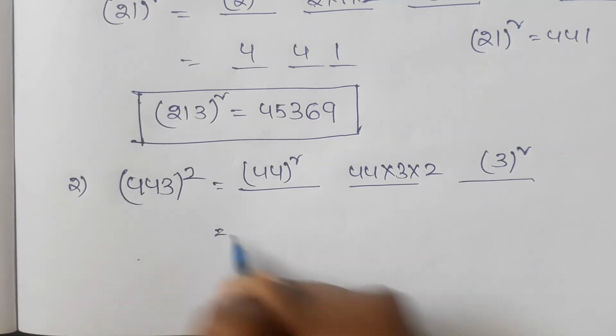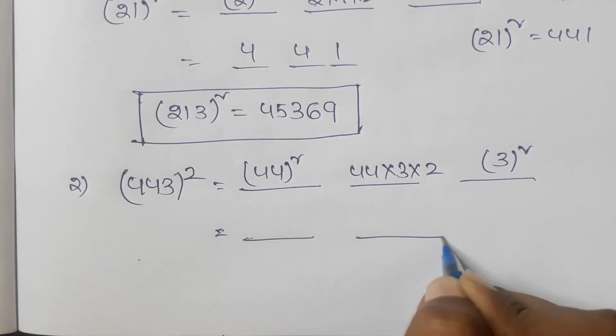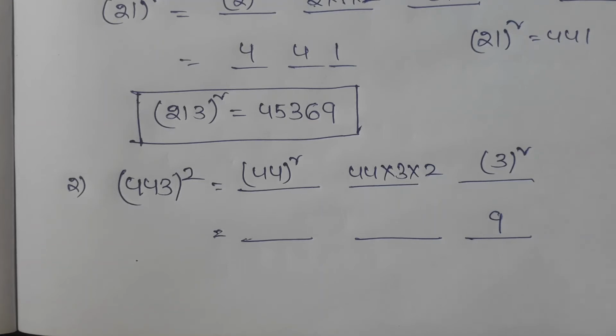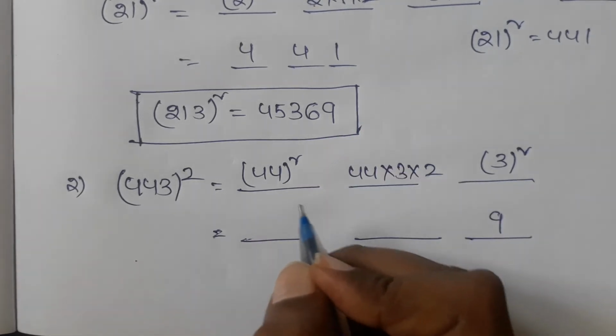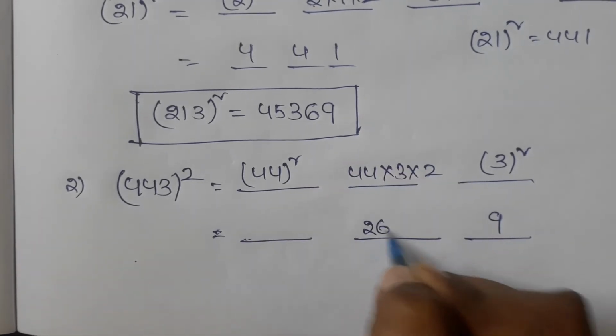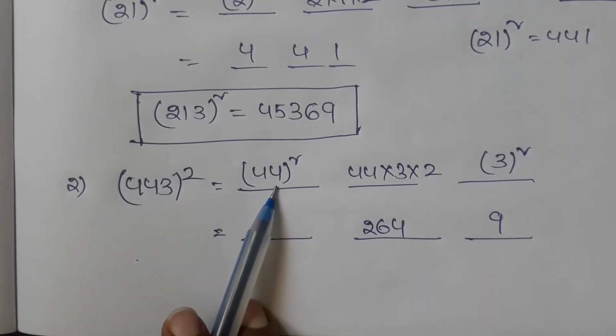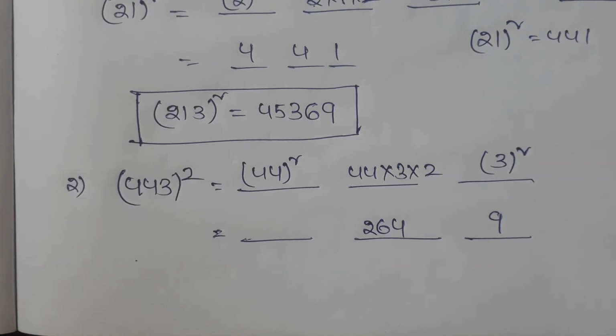And now 3 square is 9. 44 into 3 into 2 is 264. And now 44 whole square to be done as the 2-digit process. Now let us see that.